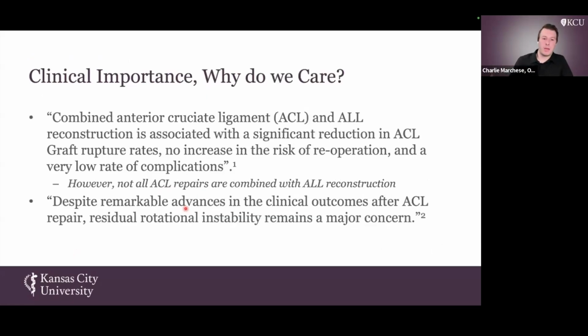So, like I mentioned initially with Dr. Butel's input, all of this is great. All of this is super interesting. This histological stuff is cool, but why should we care about this as clinicians? These are two statements that were taken from recent papers that are discussing ACL repairs. The first one says combined anterior cruciate ligament and ALL reconstruction is associated with a significant reduction in ACL graft rupture rates, no increase in the risk of reoperation, and a very low rate of complications.